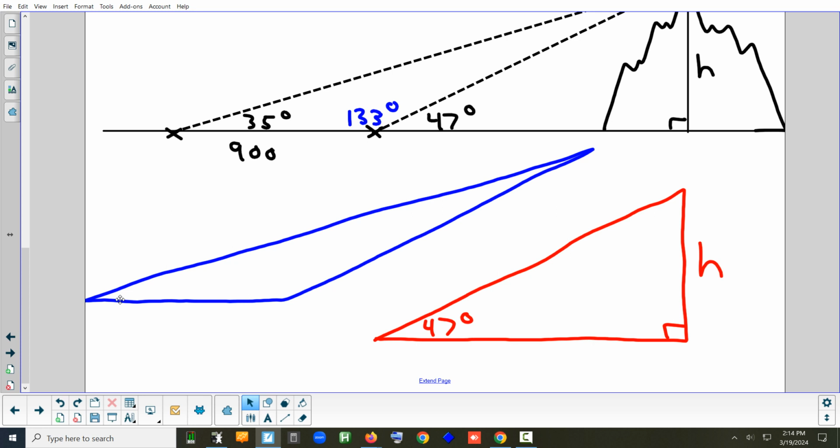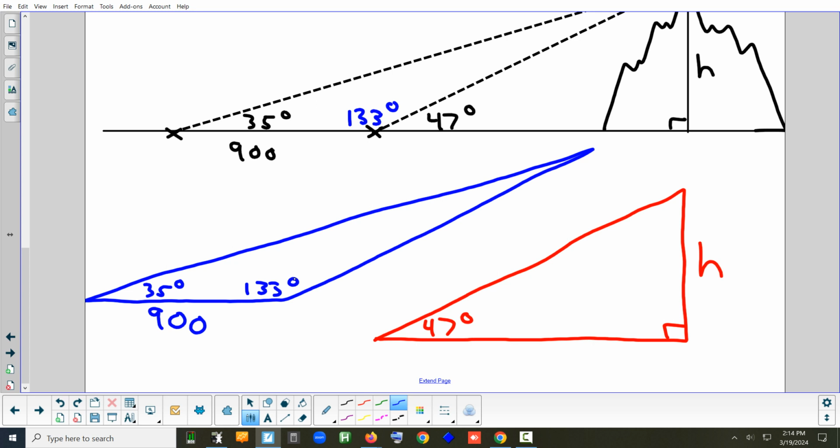So that's opposite 55 degrees. So this is 90. This is 35. This is 133. So it is angle side angle. The problem is we don't have an angle and the side across from it. So we need another angle.